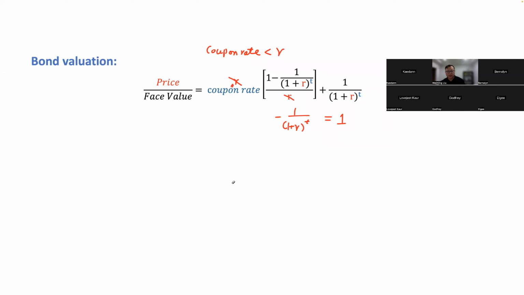Now, the bond price, how does bond price compare to the face value if the coupon rate is less than R? Do you think the price will be higher than the face value or lower than the face value? Okay, let's see. Okay, lower. So you are saying if the coupon rate is less than R, the price should be lower than the face value. Why? Can you explain why?